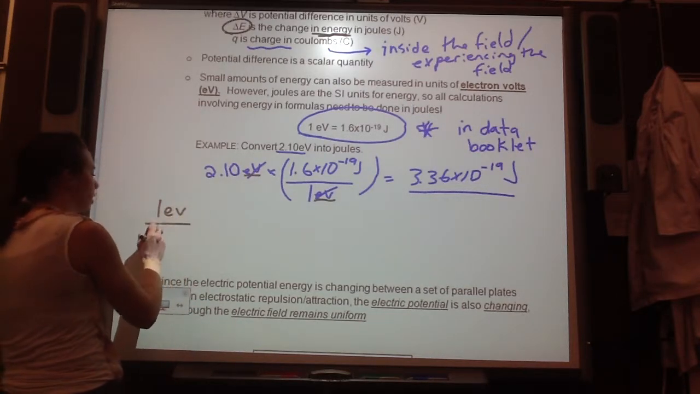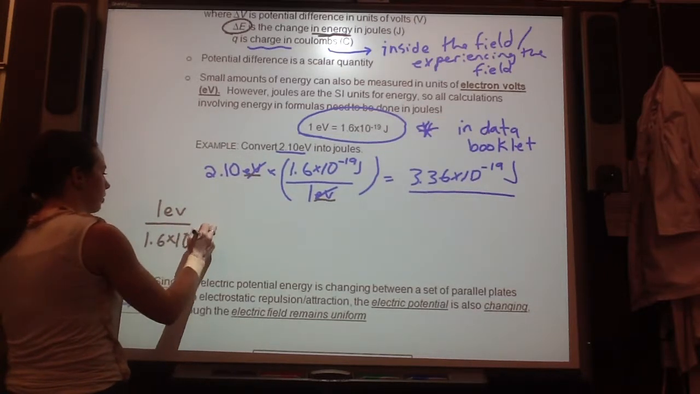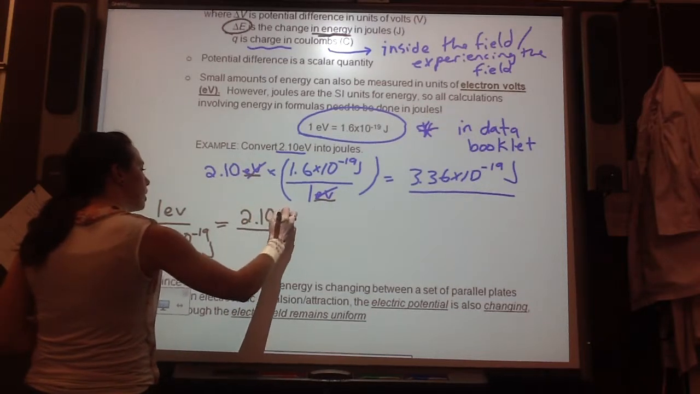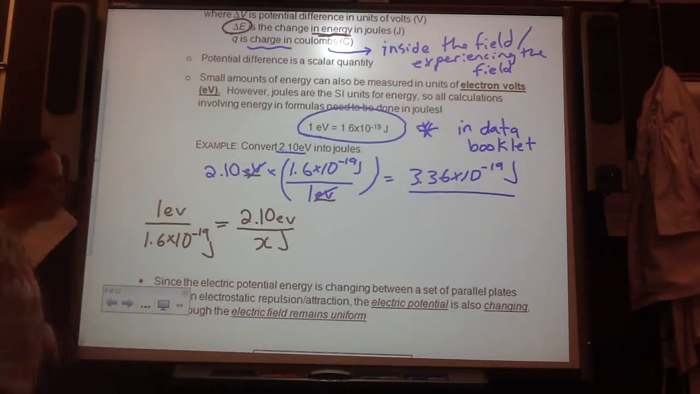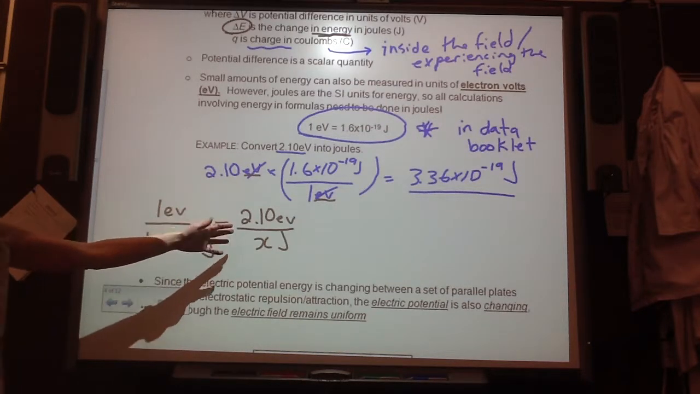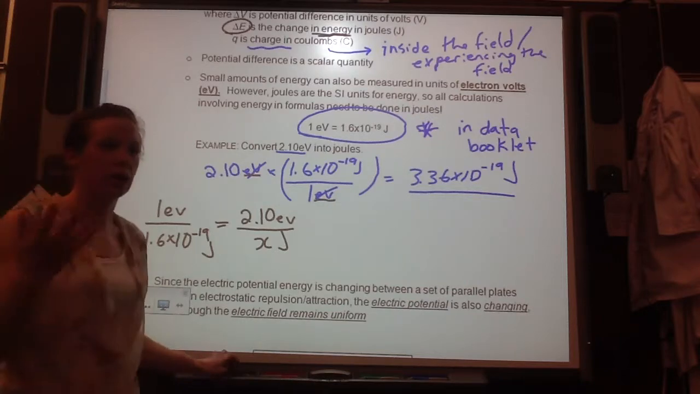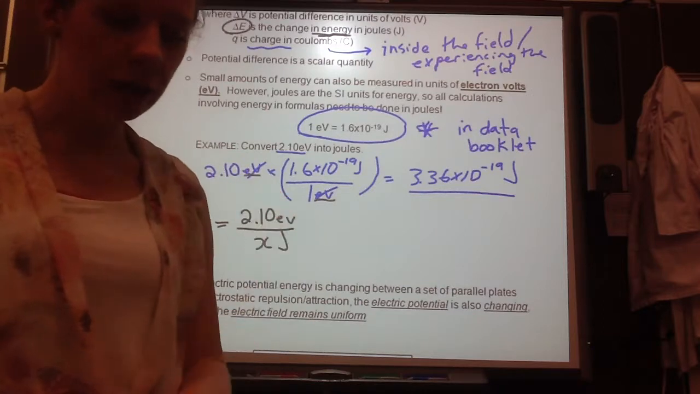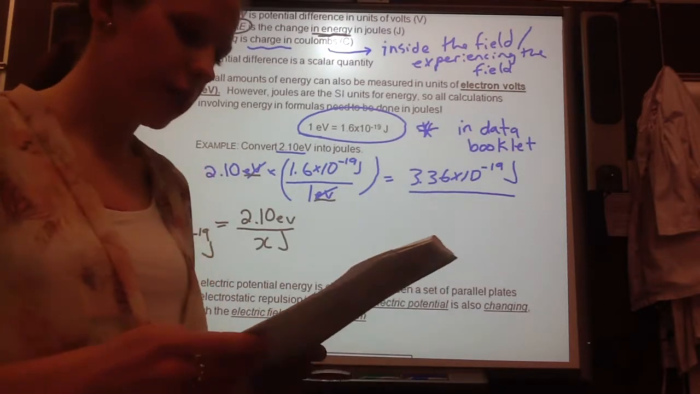1 eV per every 1.6 times 10 to the negative 19 joules is equal to 2.10 eV per x joules, and then I solve for x. I just like writing it as fractions. It helps me. It's the same calculation. I just prefer to set up a fraction where I say 1 eV for every this amount of joules is equal to this amount of eV for the joules. It's the same thing. I was just going to tell you guys how I do it.